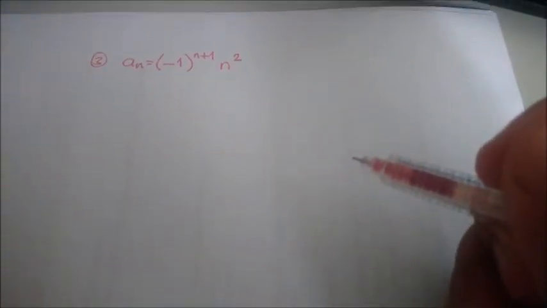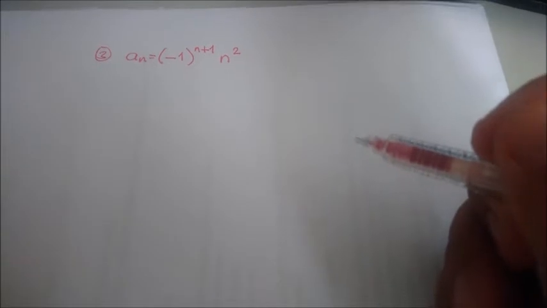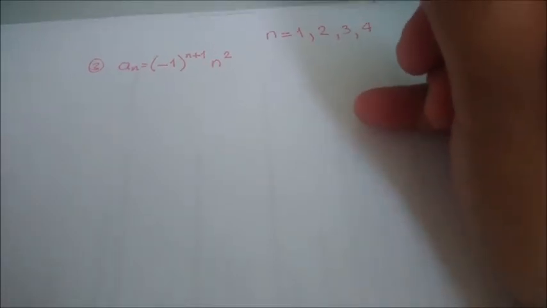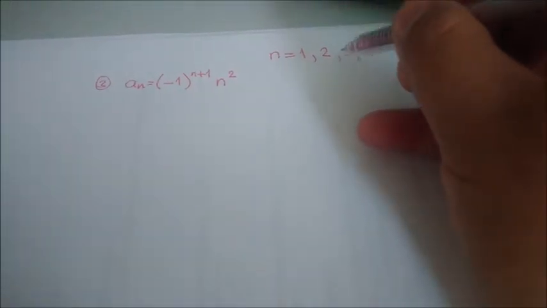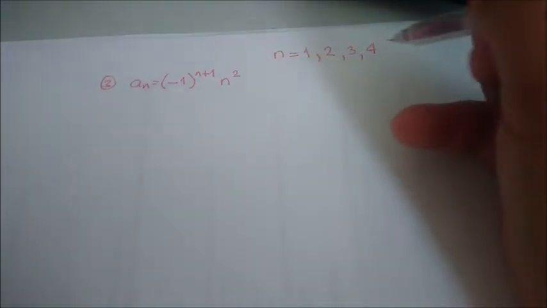Sa exercise number 3, ang ating given ay a sub n is equal to negative 1 raised to n plus 1 times n squared. Now, to get the first 4 terms, ang sabi dun sa instruction natin, n starts at 1. So, first 4 terms, magsisimula tayo sa 1, then 2, then 3, then 4. Now, ang gagawin lang natin to get the first 4 terms ay mag-substitute tayo. We will replace the n with these 4 numbers. Yung 1, yung 2, yung 3, yung 4.